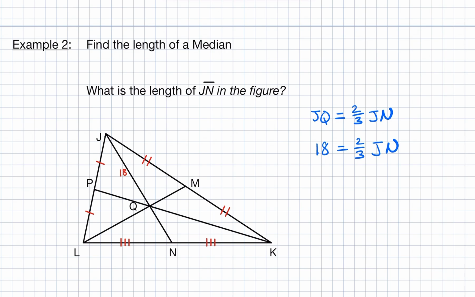Okay, so we multiply both sides by the reciprocal, and when we do, these cancel each other out. The 2's cancel out, the 3's cancel out, and now we just have JN. JN is equal to this product, okay?